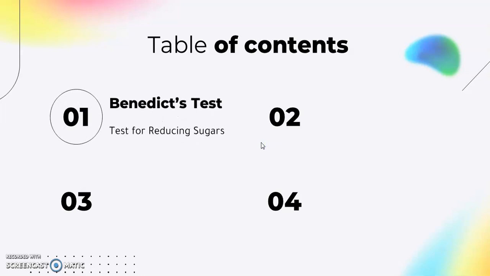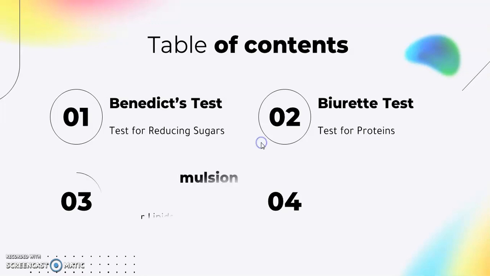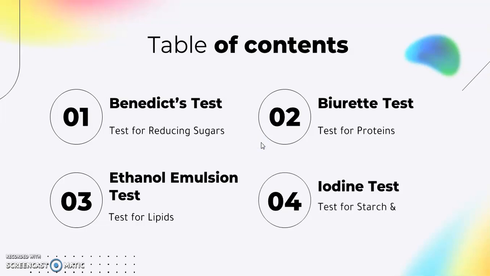First, we are going to discuss the Benedict test, which is a test for reducing sugars. Second, the Biuret test, which is a test for proteins. Third, the ethanol emulsion test, which is for the presence of lipids. And next, the iodine test, which is a test for starch, as well as a test for starch in a leaf.